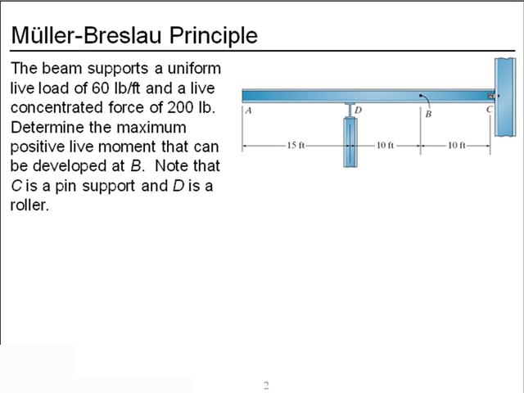Our beam shown here will support a uniform live load of 60 pounds per foot and a live concentrated force of 200 pounds. And because they're live loads, they could act anywhere, everywhere, or nowhere. So the influence line will help us determine where to place those to find the maximum positive live moment that can be developed at point B. And our beam is supported at C by a pin and D by a roller, so it's simply supported with the cantilevered end out toward A.